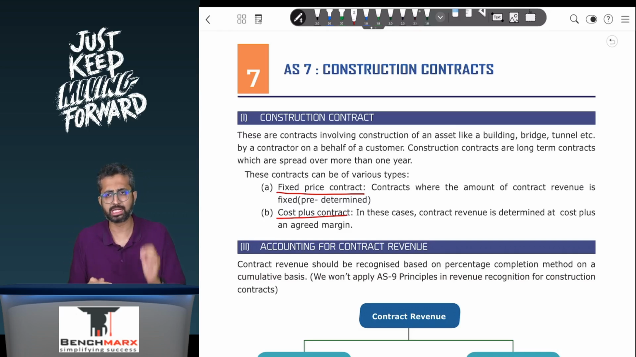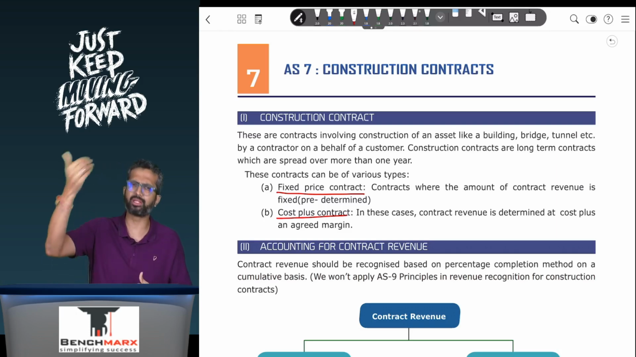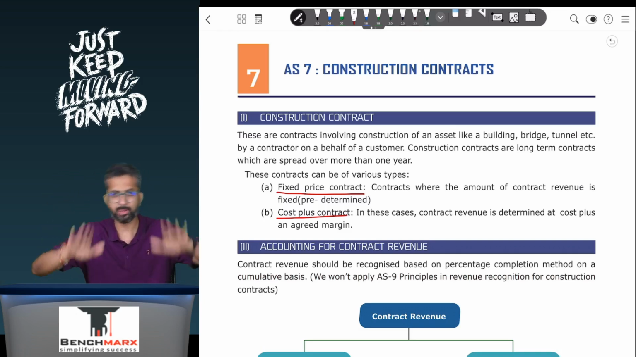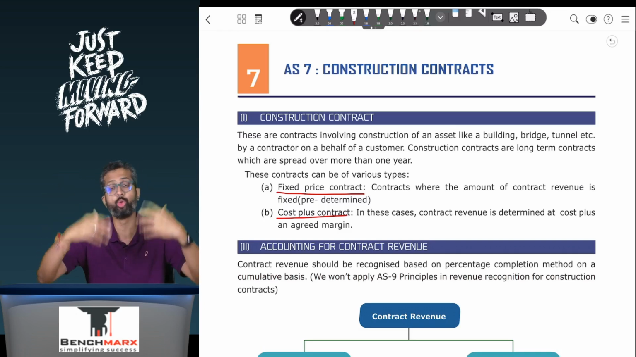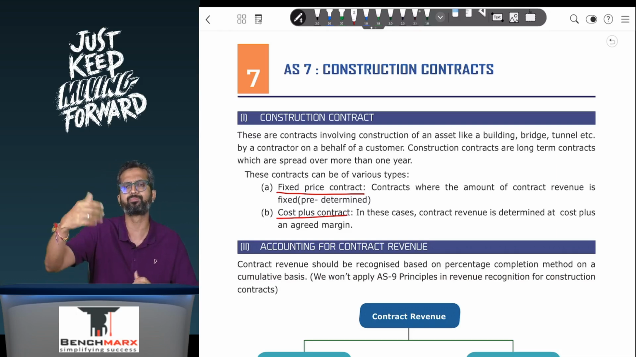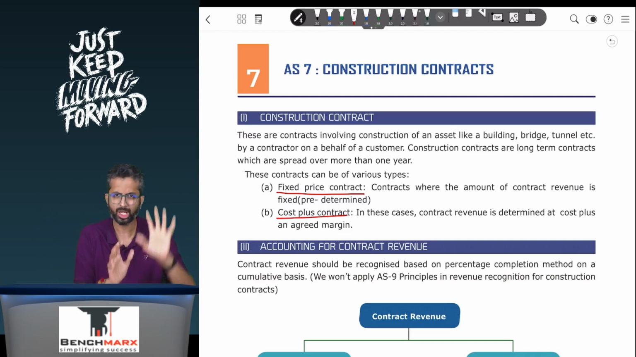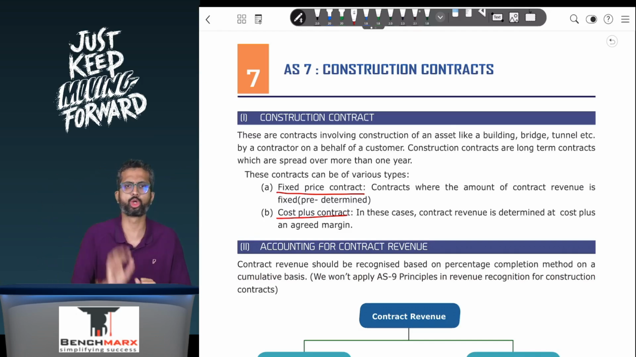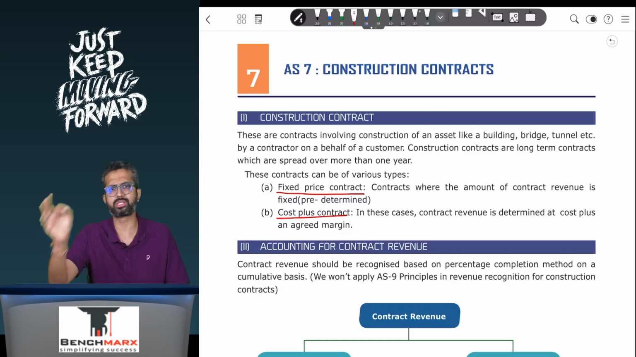So generally they say that in case of a construction contract where outcome can be reliably estimated. Now what does outcome mean? You can predict the cost, you can predict the revenue. Remember, these are estimates, and hence your estimated overall cost and estimated overall revenue can possibly change. However, you can estimate reliably what your overall revenue would be, what your overall cost would be. In such a case, contract revenue will be recorded based on the stage of completion using the percentage completion method.